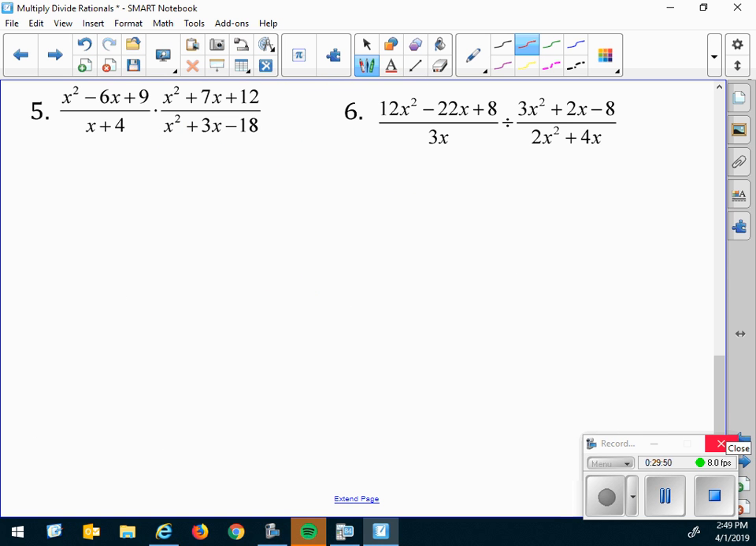We're going to do number 6. Last one. Number 6. Write it down. Are we going to need to use a reciprocal? Yes. Now let's look at that first fraction. Does the first fraction stay the same, or does the first fraction get reciprocal? First fraction stays the same. Now, will that first numerator factor?